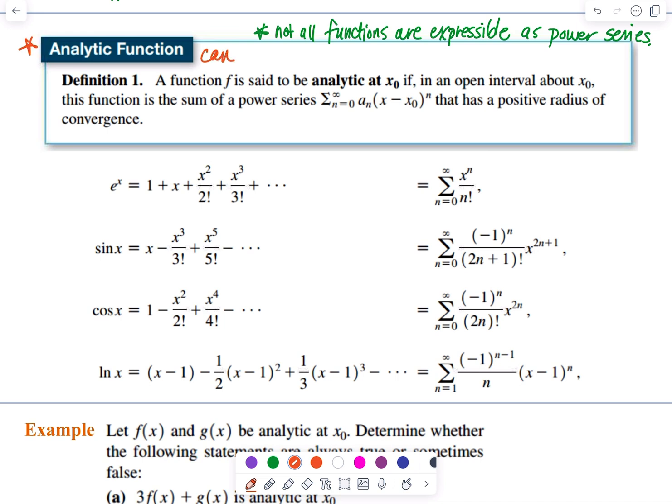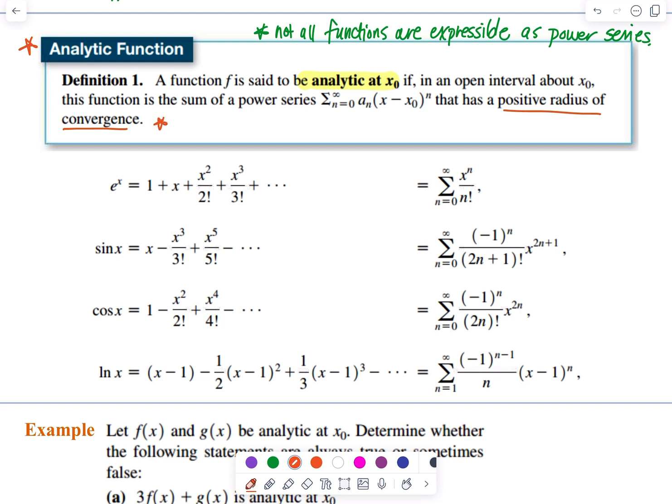And instead of writing that, let's just read this. So a function f is said to be analytic at x naught if in an open interval about x naught, this function is the sum of a power series, the sum from n equals 0 to infinity of a sub n multiplied by x minus x naught to the n, that has a positive radius of convergence. So basically, what are we talking about? A function is said to be analytic on an interval if it has a convergent power series on that interval. So we'll go ahead and get that written down.